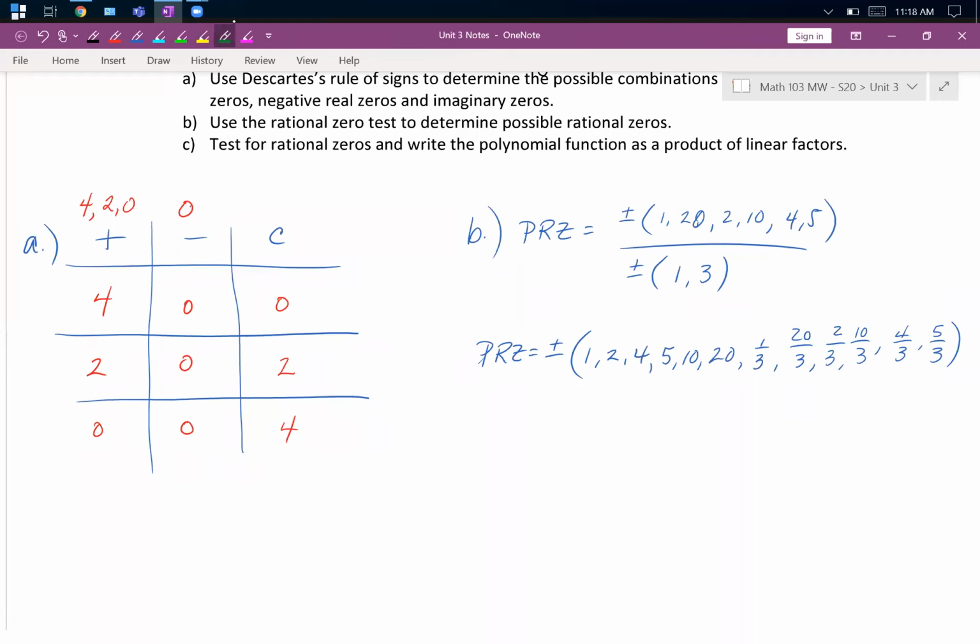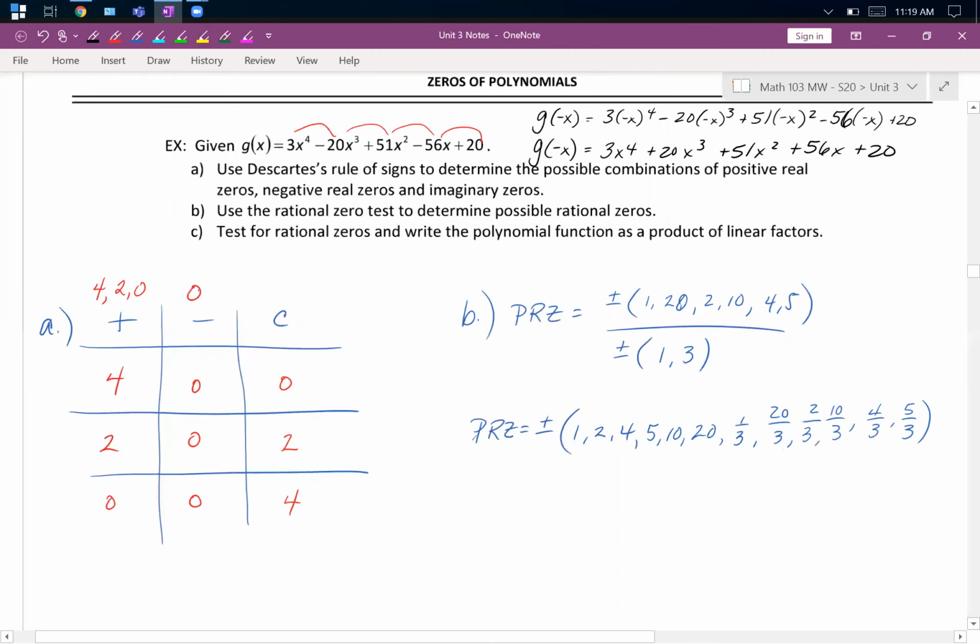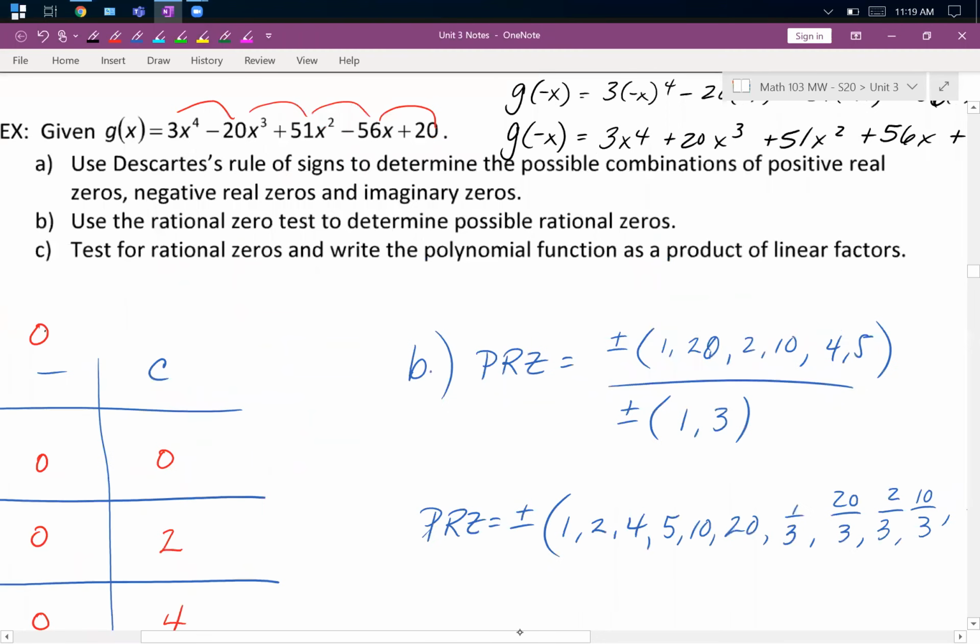Part C, this is the long part. This is where we now want to test all of these possible rational zeros. Well, not test them all, just enough until we can rewrite this as the product of 4 linear factors. I always like to check +1 first, and I actually use remainder theorem to check +1.